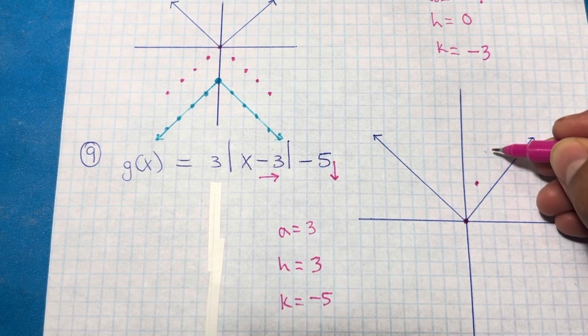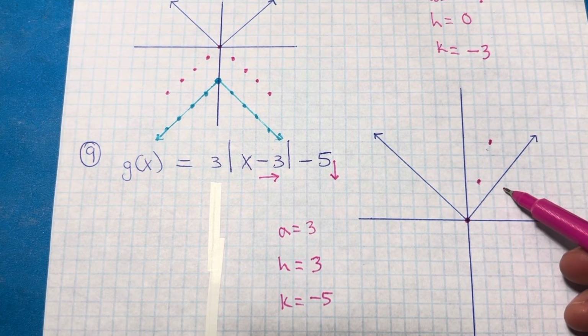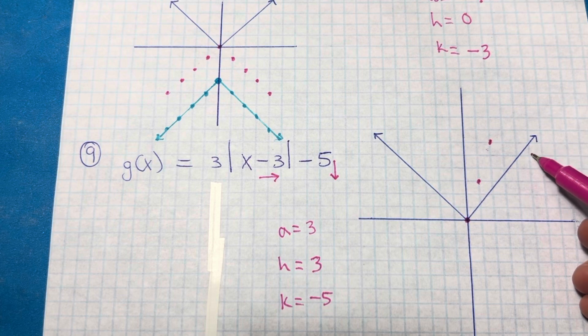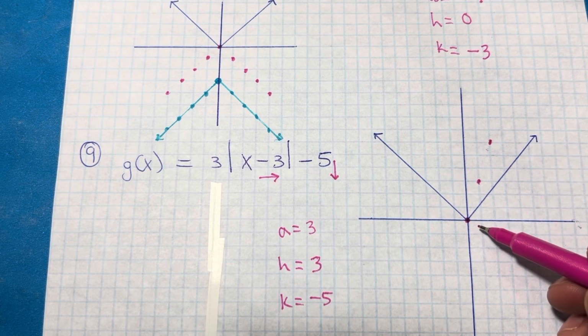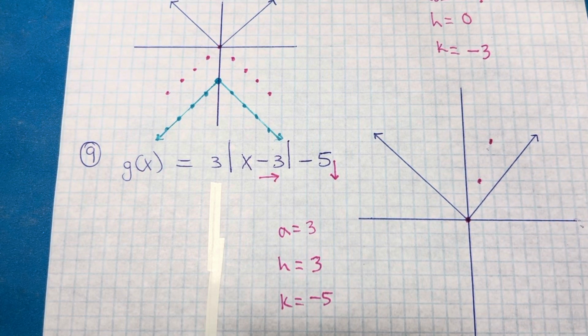2, 4, 6. And it's not perfectly graphed, I notice. It should be through here. Yep. My apologies.